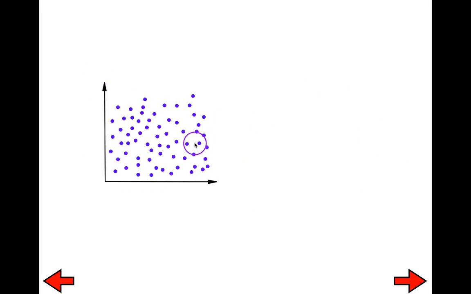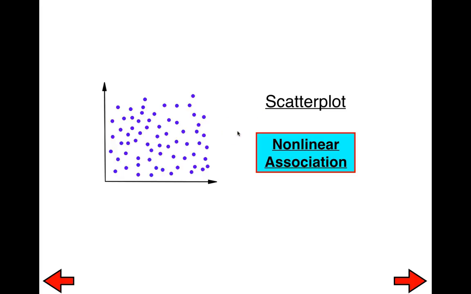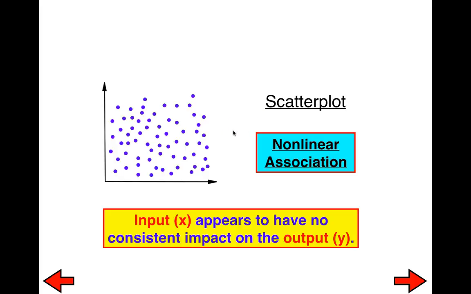So here, what are you thinking? Okay, this scatter plot is a nonlinear association, because the input x appears to have no consistent impact on the output y.